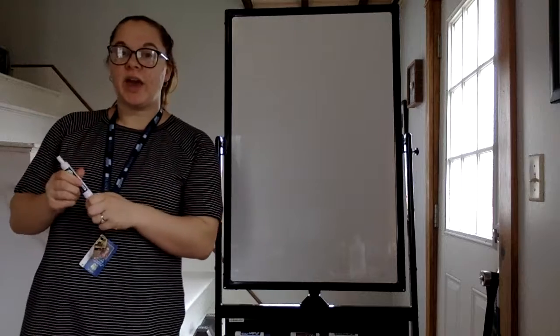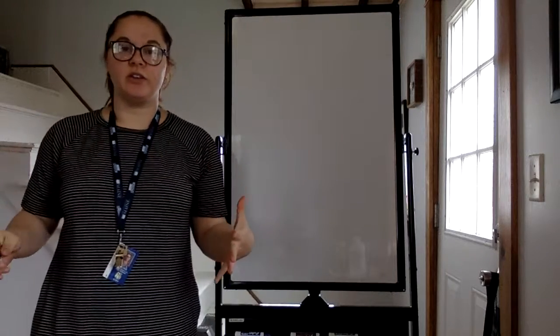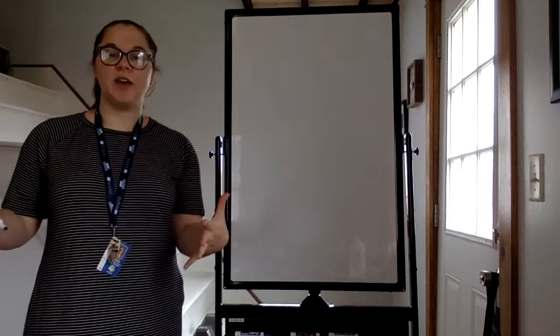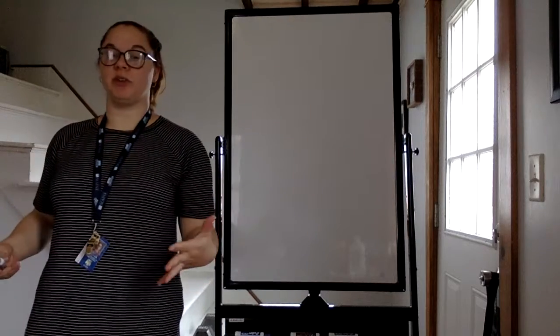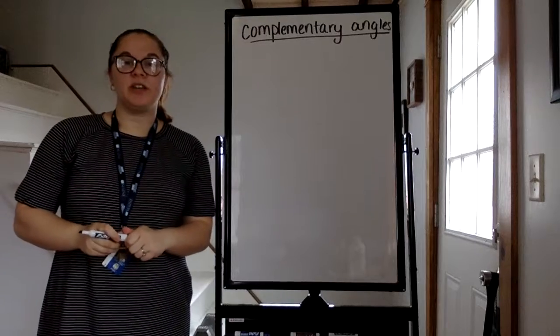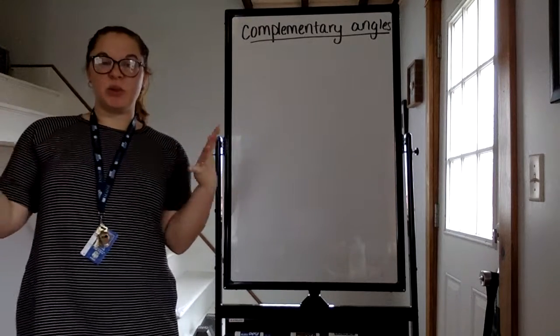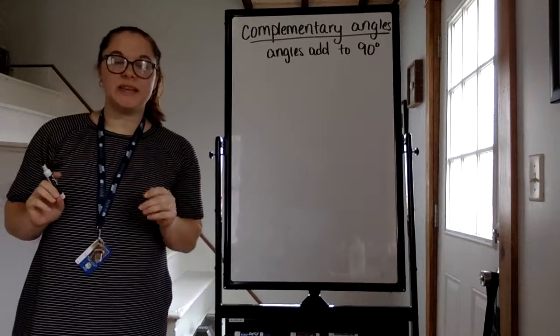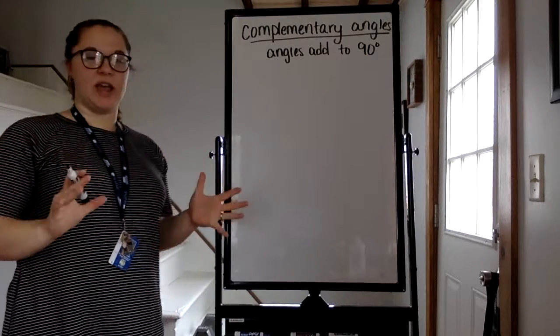So we have to talk about a few different kinds of angles, and these are going to sound familiar to you. So the first type of angle we're going to talk about is a complementary angle. Complementary angles are angles that when you combine them, they measure to be 90 degrees. So let's see an example of these complementary angles.